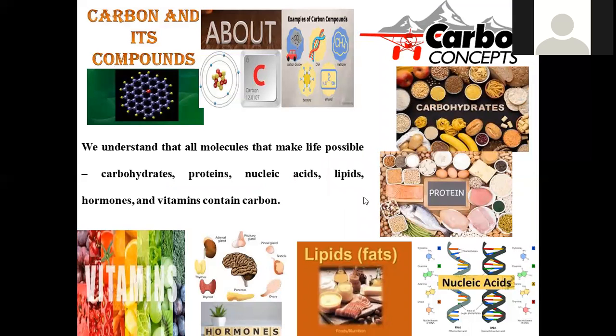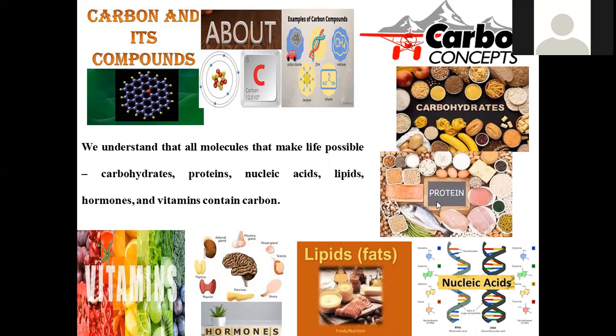Here, we already know carbon, but why do we have to study it? We understand that all the molecules in life, which are in the forms called hydrocarbons, proteins, nucleic acids, lipids, hormones, and vitamins, are composed of carbon, right? So carbohydrates, which are the source of energy, can be obtained especially from food grains. That may be wheat, rice, or maize. All these are the major ingredients used to give energy. Those are regarded as carbohydrates.